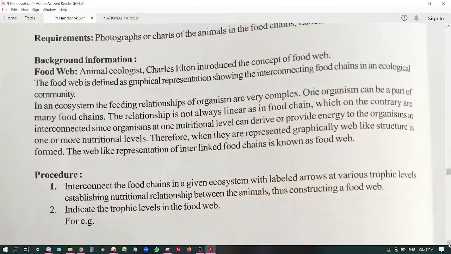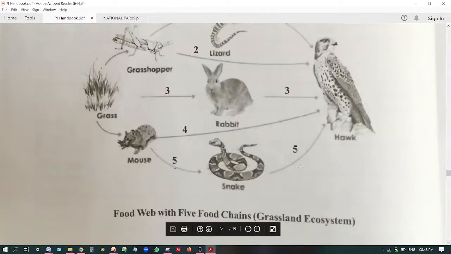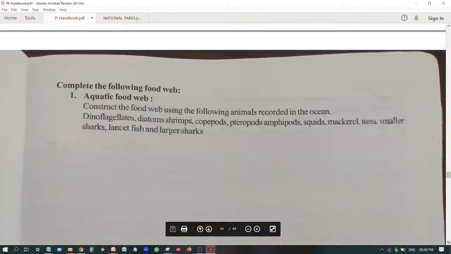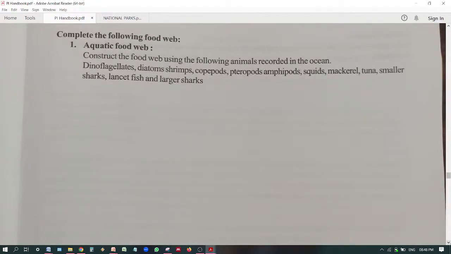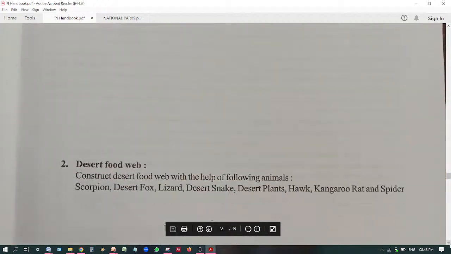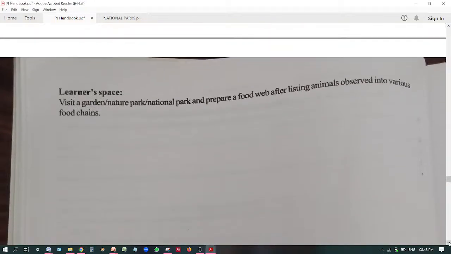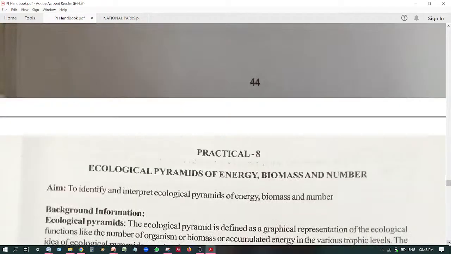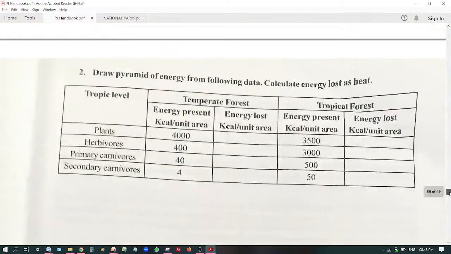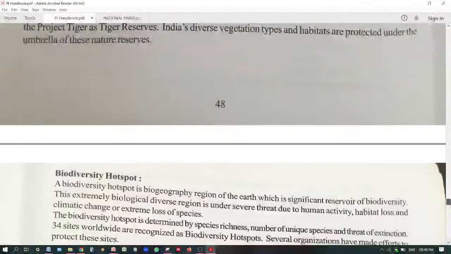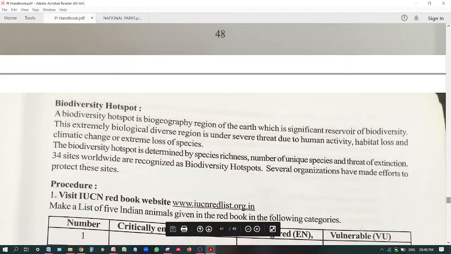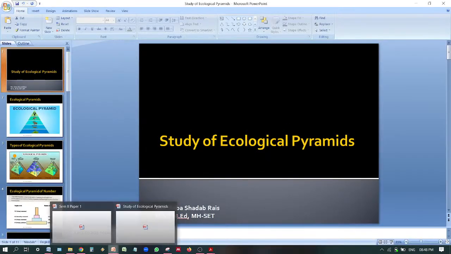See, this is the food web. So a food web will be given, and on the basis of that animals will be there. Like this aquatic food web: construct the food web using the following animals recorded in the ocean. So these animals will be mentioned and you will be asked to draw the food web on the given detail. Alright. So such a type of desert food web, any type of food web could be asked. And there was one little activity given to you all: you visited the Maharashtra Nature Park, right? In that you were asked to draw the food web. I hope you all have done that particular thing. So this is the second question. Let's go on to the next question.